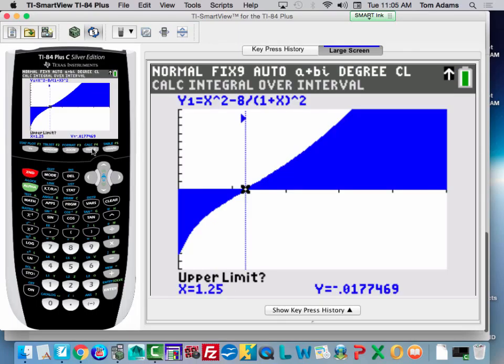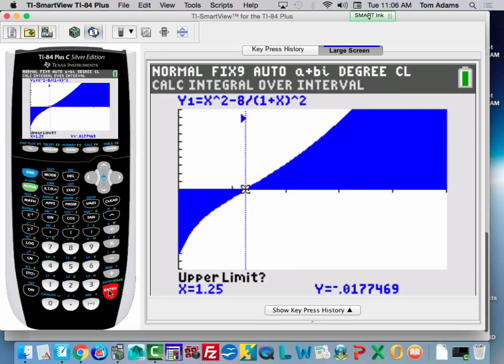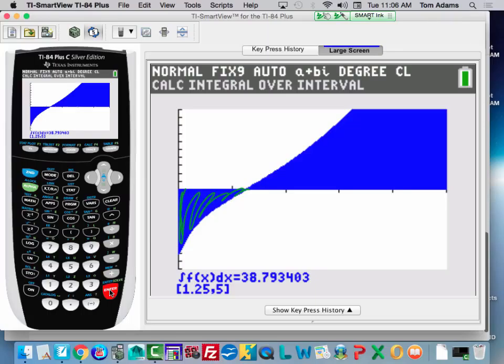Oops, wrong thing. Let's do this again. What am I going to plug in for my upper limit? 5. And so I've got about 38.79. What does that add up to? 42-ish. Yeah, so what we have here is this area under the curve that represents a distance, but it was -3.89 or something like that, right?